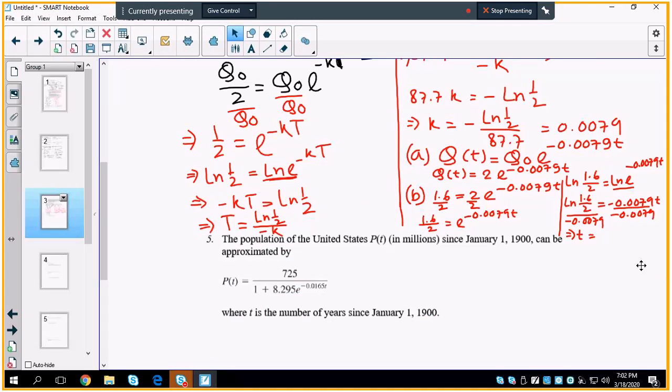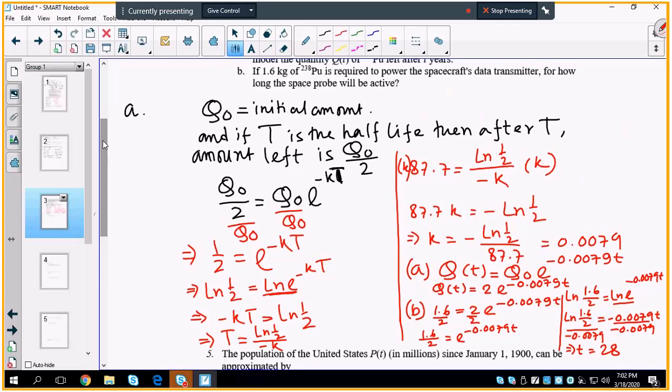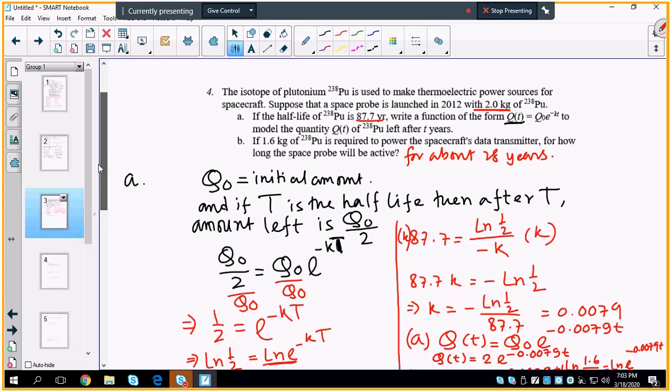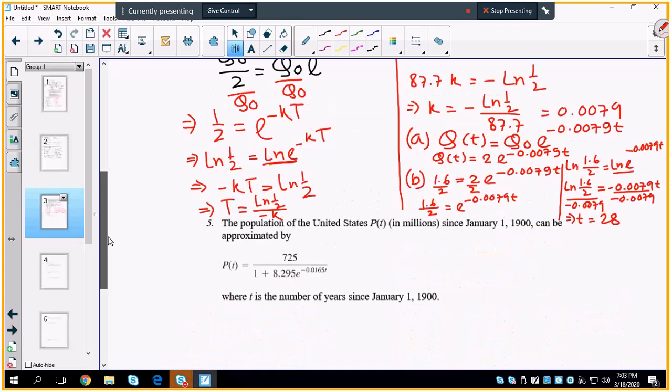So the space probe will work for almost 28 years. After 28 years, the amount of plutonium-238 will be less than 1.6, so the thermoelectric generator is not going to work anymore. My answer is about 28 years. For about 28 years, it will be active. Since it started in 2012, you can say around 2040.